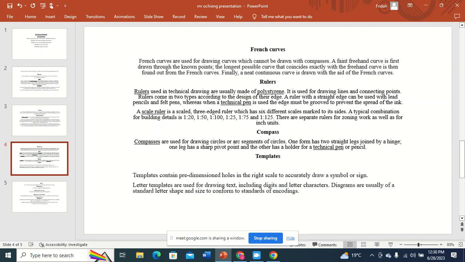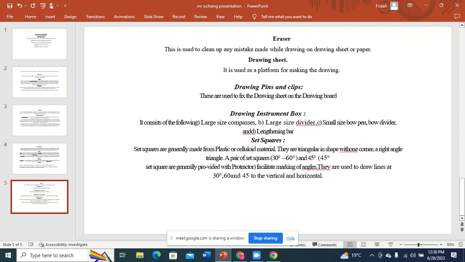We have a compass. So what is the use of a compass? The compass is used for drawing circles and arc segments of a circle. That's good. Any other? What about set squares? What else? Set squares.